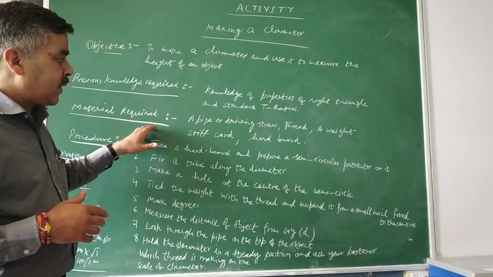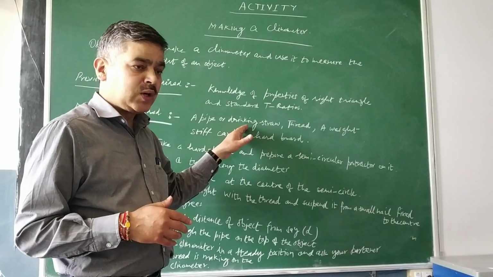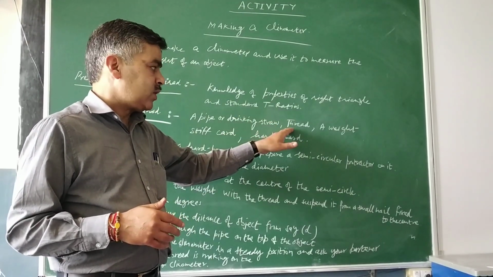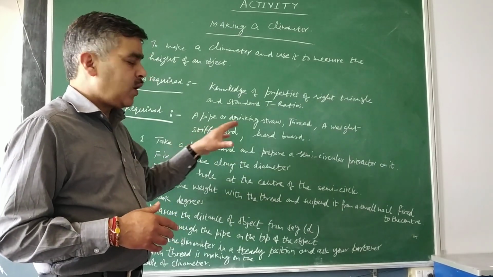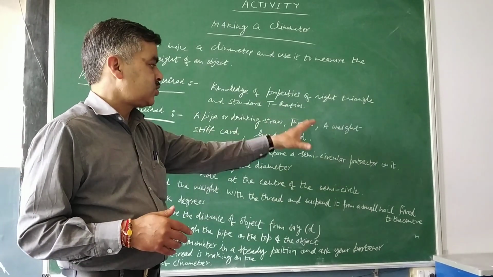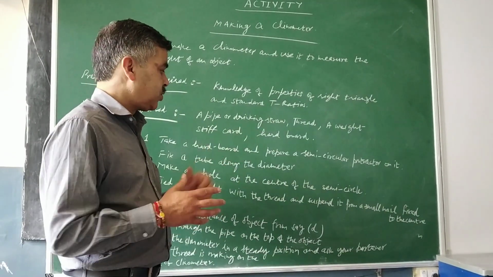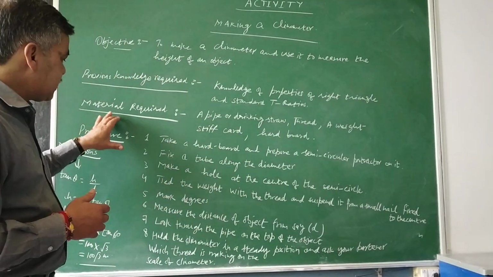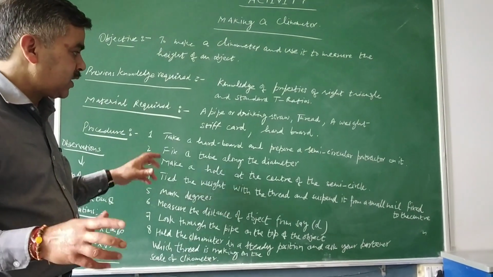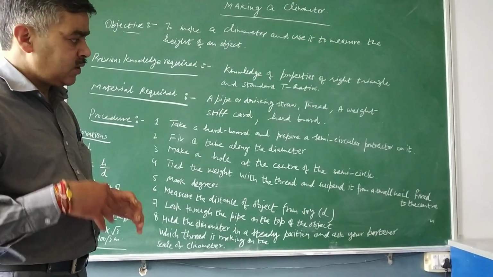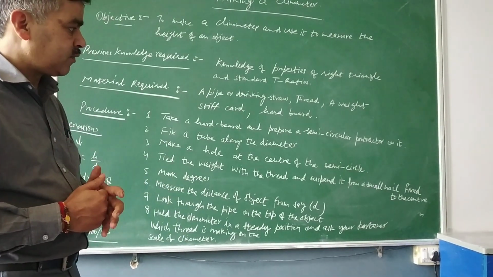The material required is a pipe or a drinking straw, thread, a weight, and stiff card or hardboard. These are the things you have to keep ready to make this clinometer. Then, what procedure do you need to follow? I have written 8 steps here. I am explaining them, and then I will give you a demo of this instrument, how you can use it to measure the height of an object.